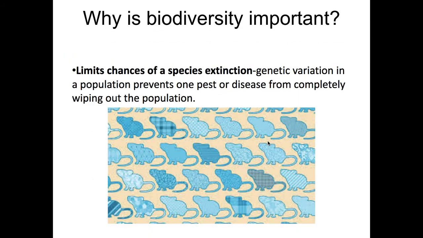Reason number two, why we want biodiversity. If you've taken biology, you've probably heard this before. If you haven't taken biology, here's a little sneak preview. Here's kind of a big idea in biology. If you have a higher biodiversity, it reduces the chances that a species is going to go extinct. This is especially true with genetic biodiversity. So let's take this as an example.